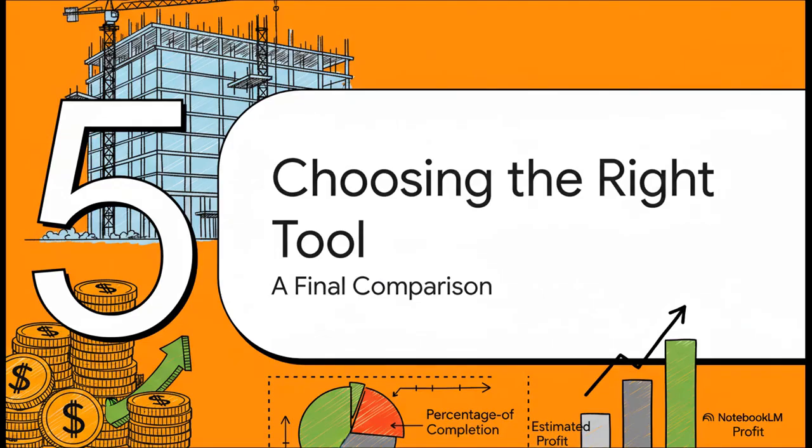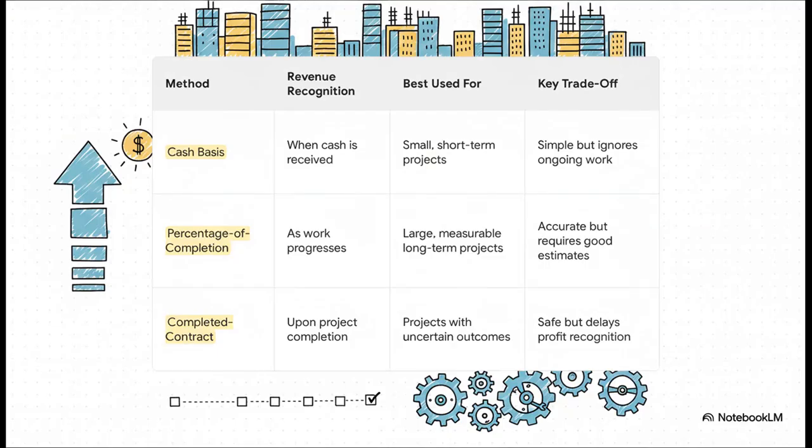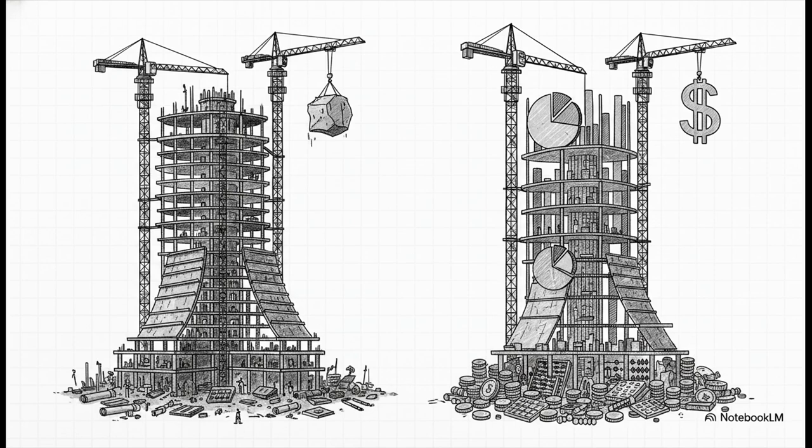So with these 3 very different methods, how on earth does a company choose the right tool for the job? Let's break it all down. It really just comes down to the nature of the project. You've got a quick, simple job, cash basis is your friend. A big, long-term project where you can actually measure your progress, percentage of completion is the gold standard. But if things are super uncertain and you can't make good estimates, well, the completed contract method is your safest bet.